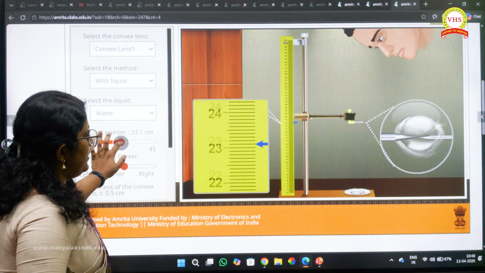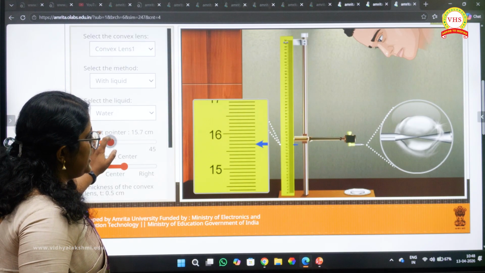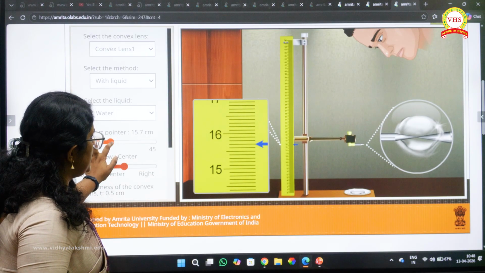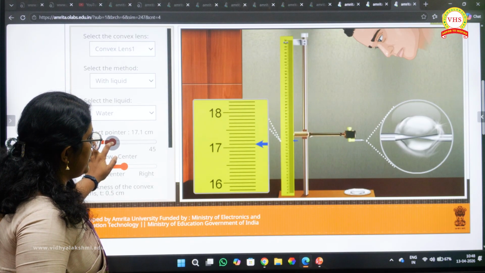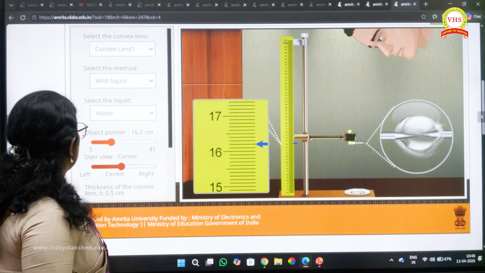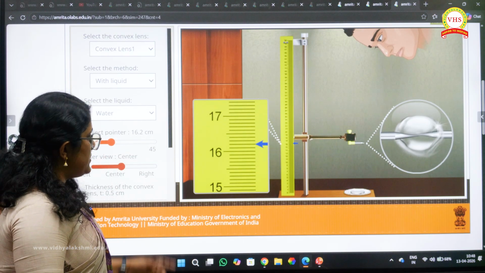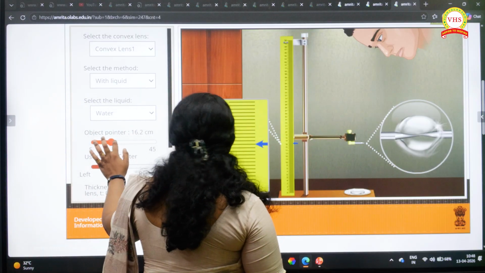Adjust the pointer, all these things, the size of the pointer. See, same thing. What is the arrangement? You know, no? You have to check the value. Like this, and you have to change. So like this, without liquid and with the liquid, you can take the values.